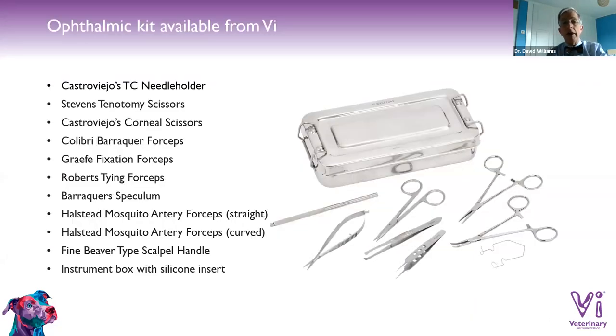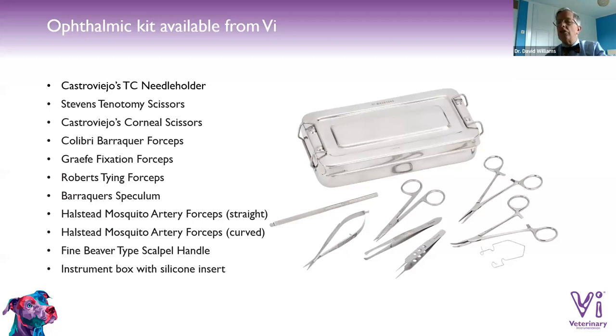And then, as I say, we've got the ophthalmic kit from veterinary instrumentation: the Castroviejo needle holders and scissors, the Stevens tenotomy scissors, the Colibri forceps. There's some great fixation forceps. I have to say, that seemed good when we set it up, and the Roberts tying forceps. I think you can get away with those. Probably the great fixation forceps are useful if you're dealing with eyelids, but I don't really think you need a Roberts tying forceps in there, and just some normal forceps would be fine.